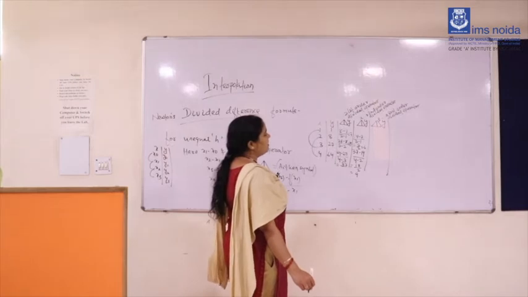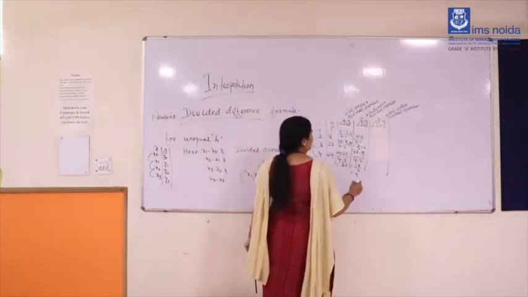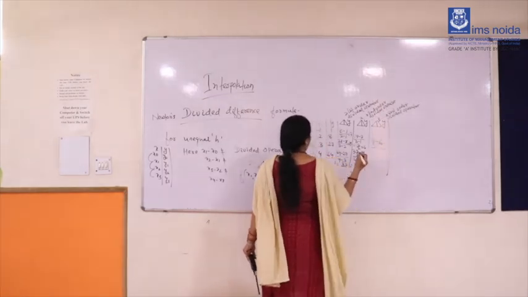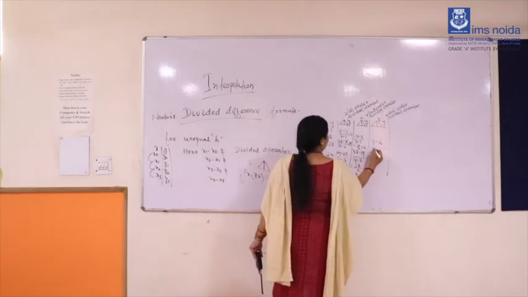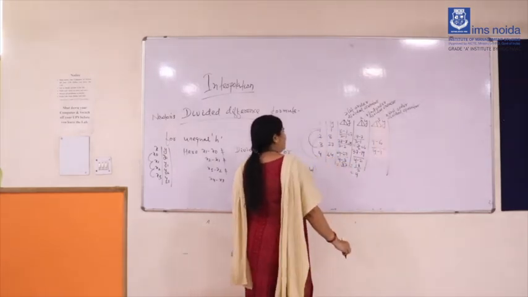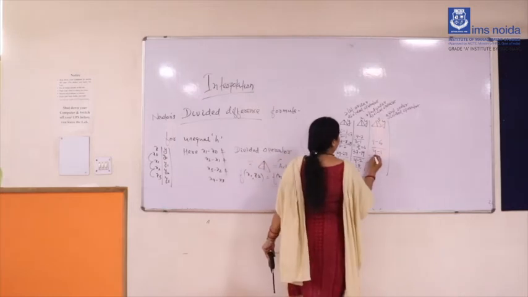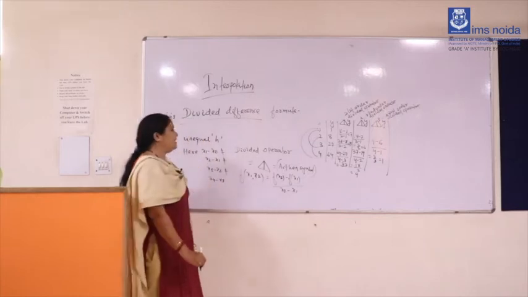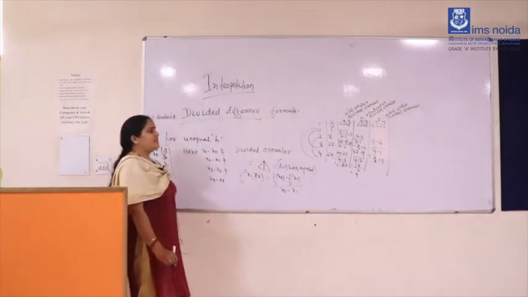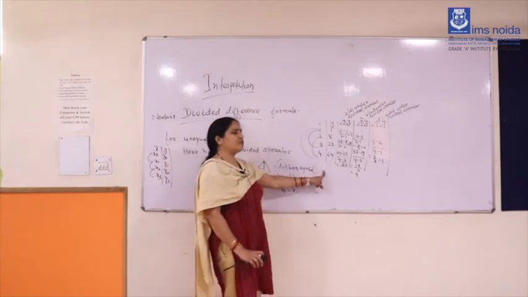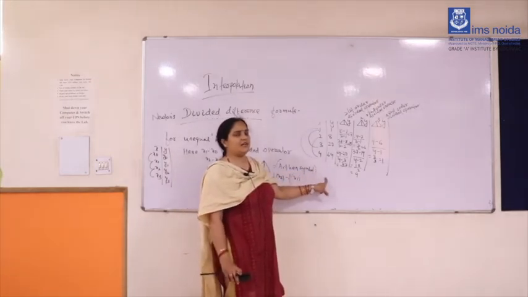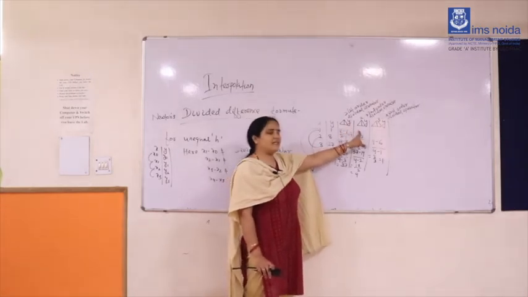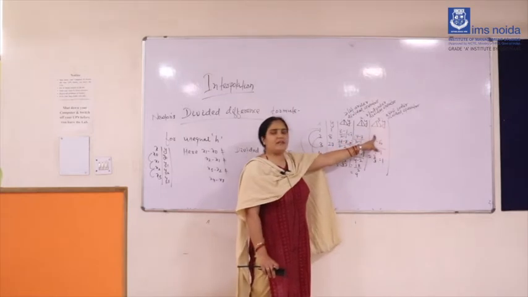Then the third order divided operator is calculated like this: 9 minus 6 divided by 4 minus 1, that is, last value minus first value. So we get 3 by 3, which is equal to 1. In this way you can calculate Newton's divided difference table. This is the full construction of the table: the total data, how it is calculated in the first divided operator column, then the second, then the third divided operator column.